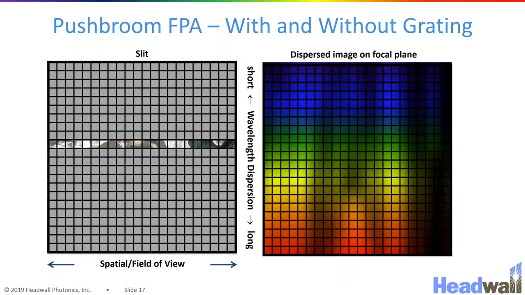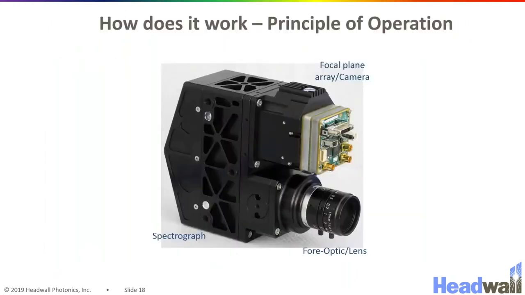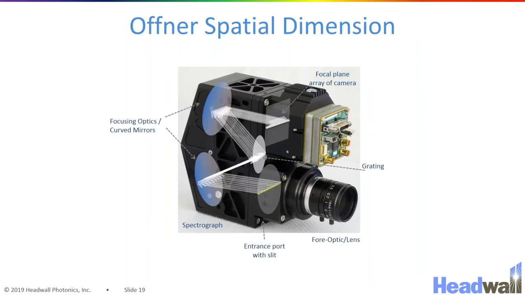And then we need to scan in the other spatial dimension. And so how do the optics of the system work to achieve this? If we cut away and see how the optics look on the inside, this foreoptic lens is projecting the image of your scene onto a slit right here.